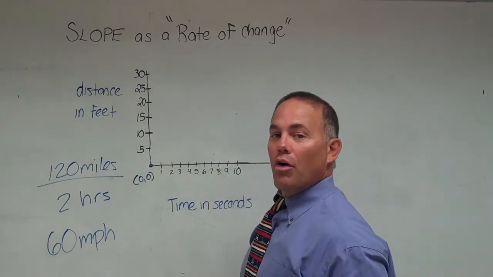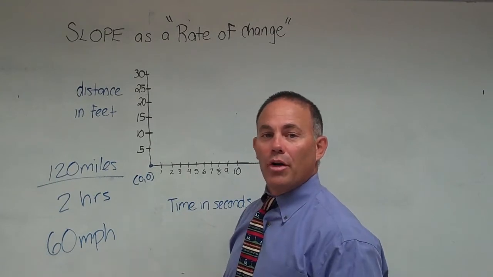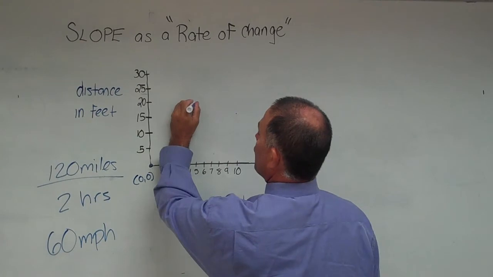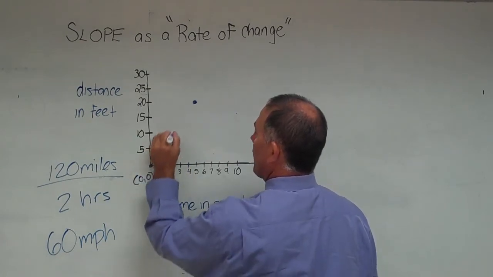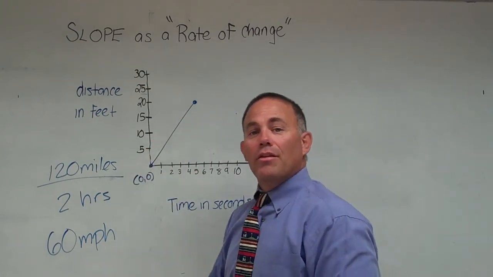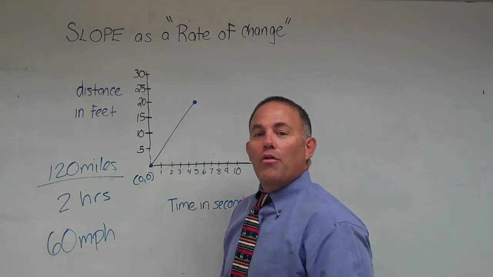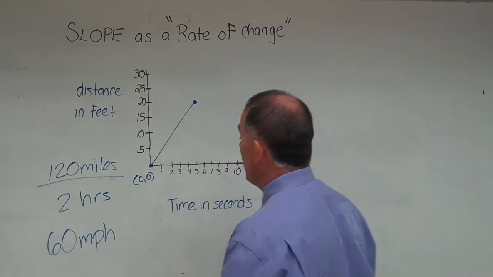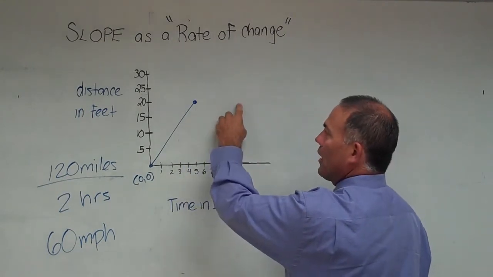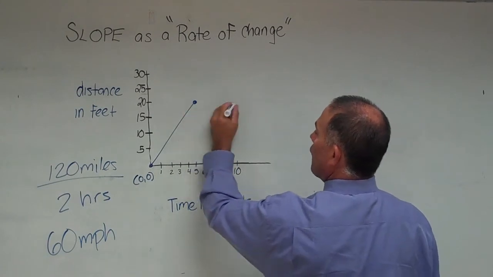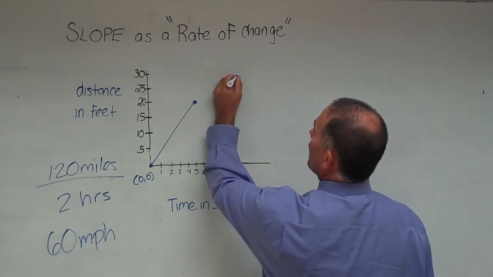So let's say in your walk, in 5 seconds, you travel 20 feet. Now let's say you take a second journey. Once you get to this point here, let's decide you go for the next 5 seconds. So from 5 seconds over here to 10 seconds, and let's say you travel 10 more feet. So for 5 more seconds, you travel 10 feet here.